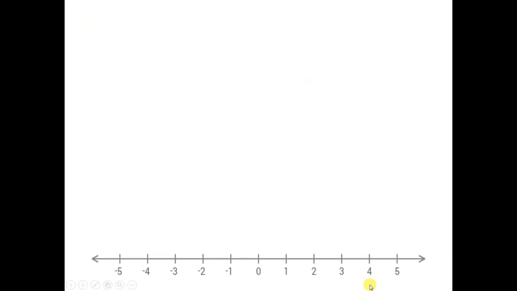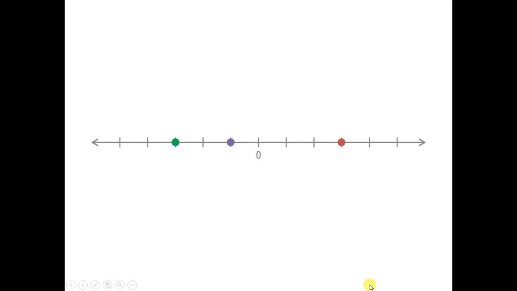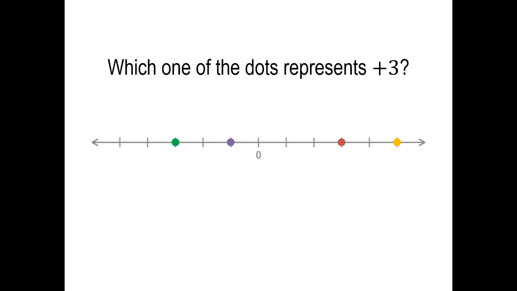But in this video, I am going to just discuss how we represent numbers on a number line. Like, I have given you a number line with 4 dots on it. And I am asking you which one of the dots represents positive 3. You can easily understand that this positive sign means the right side of the 0 and 3 means 3 steps. So let's take 3 steps on the right side of 0. 1, 2 and 3. So that means this is the dot which represents the positive 3.